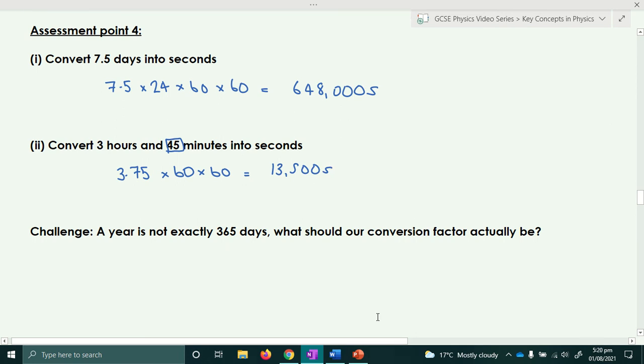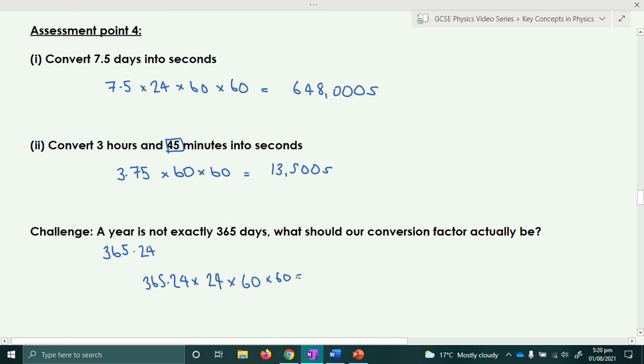So last part, don't worry too much if you have no idea what to do with this. So a year, the most precise figure I know for a year is actually 365.24 days. Quite often you'll see it rounded to 0.25, but it's actually I think 0.24. So our conversion factor should actually be 365. See, I just wrote a 5 there. Got too used to that. 24. So then times it by, so that's days, times it by hours.